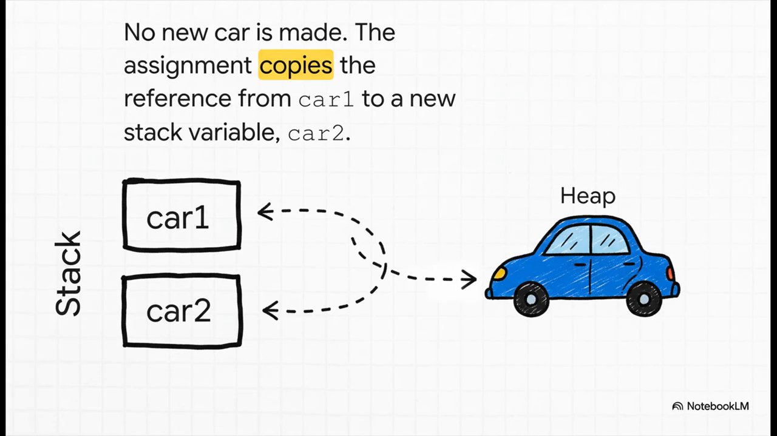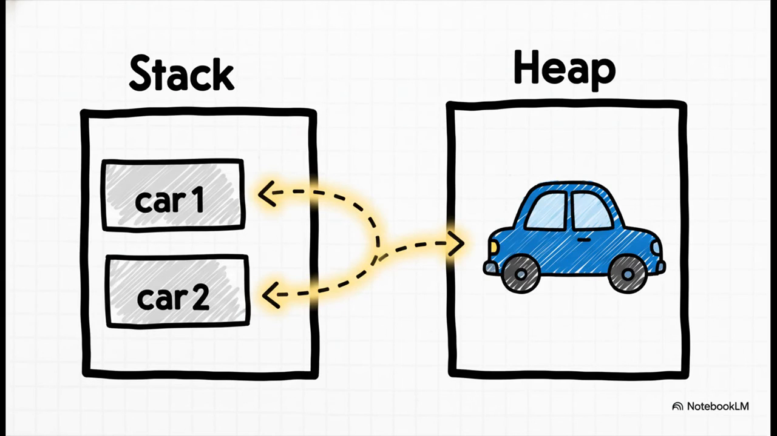And right here, this next line is the moment everything clicks. When we say val car2 equals car1, we are not building a second car. Not at all. All we're doing is taking the claim ticket from car1, making a photocopy of it, and handing that copy to car2. So now we have two claim tickets, but they both point to the exact same car in the warehouse.